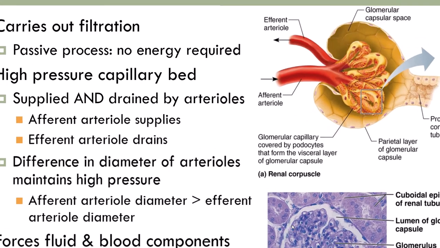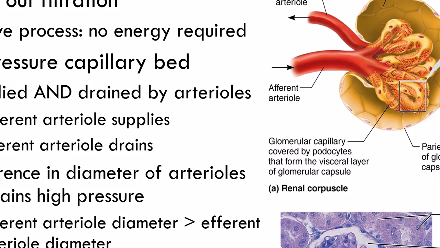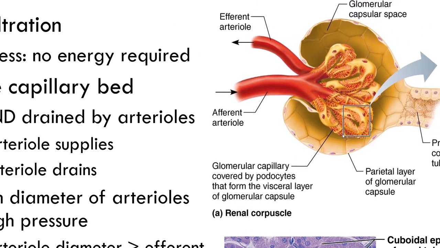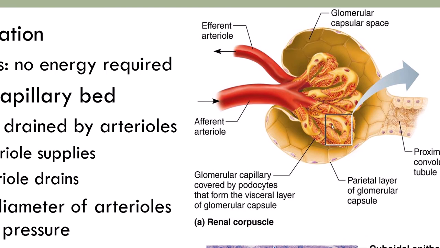The glomerulus itself has a couple layers surrounding it in terms of the wall structure. In particular, it has what we call podocytes or foot processes, and they make what are filtration slits, essentially the holes of the sieve, if you think of it like a colander that you drain your pasta in.